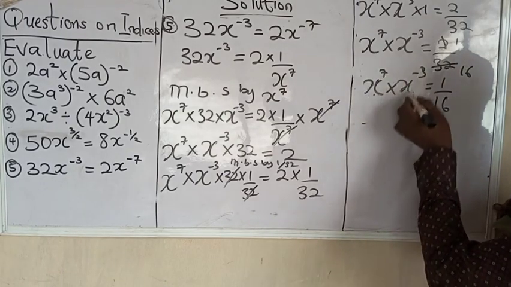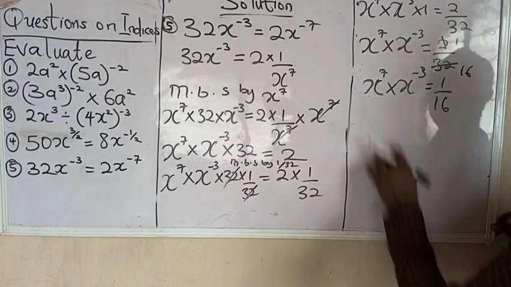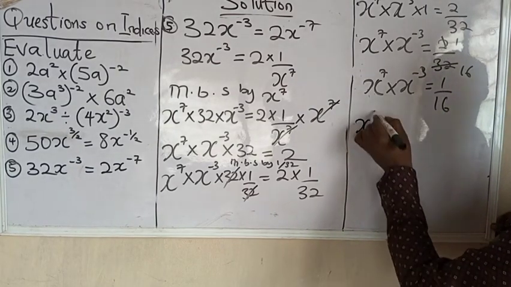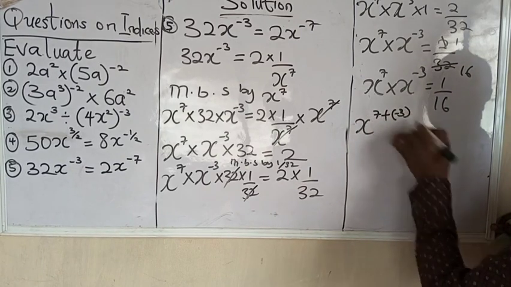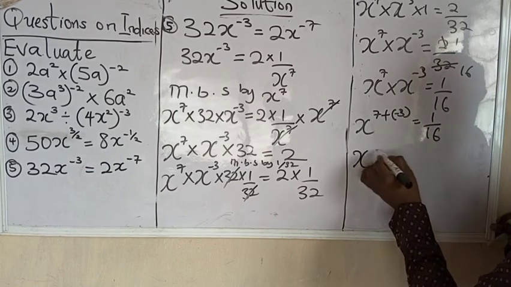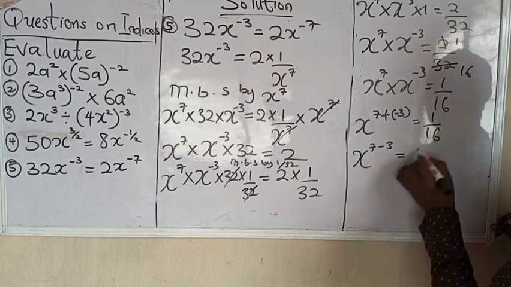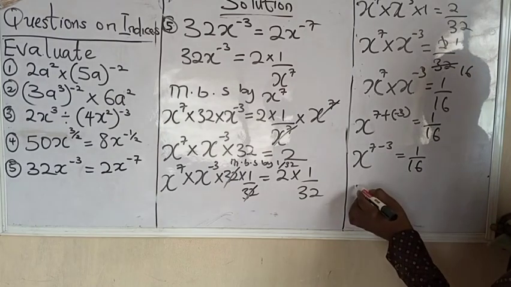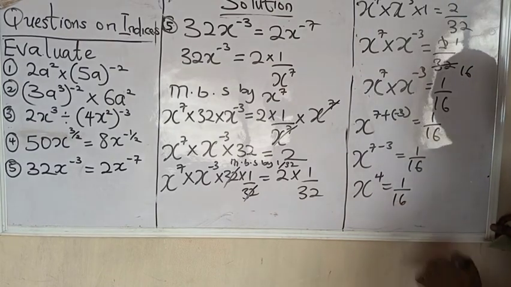Now, using the law of indices, I know that x raised to the power a times x raised to the power b equals x raised to the power a plus b. So I can as well say this is x raised to the power 7 plus minus 3. There's minus 3 here before, equals 1 over 16. So this is saying x raised to the power 7 minus 3, plus times minus is minus, equals 1 over 16. And we have x raised to the power 4 equals 1 over 16.